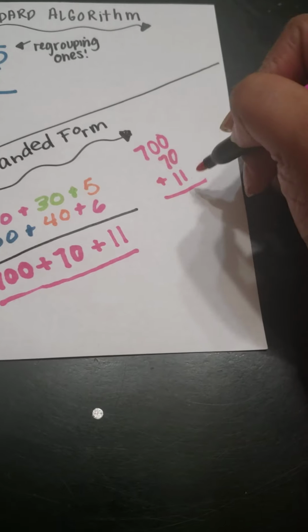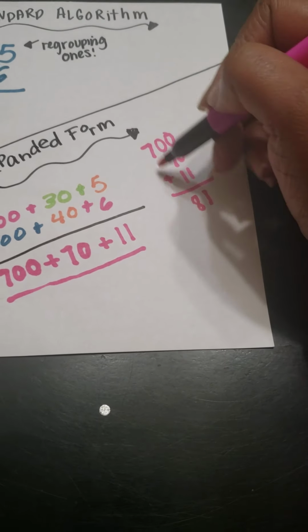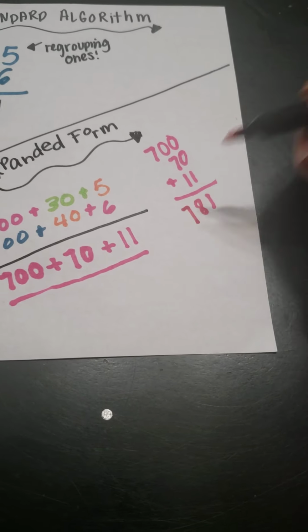So 0 plus 0 plus 1 is 1. 7 plus 1 is 8. And 7 plus 0 plus 0 is 7.